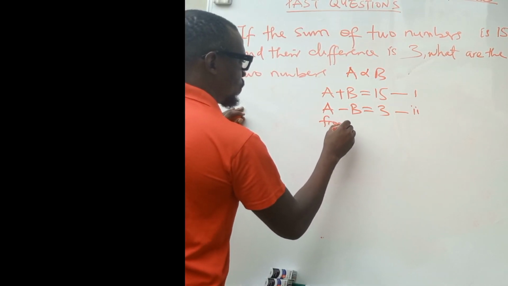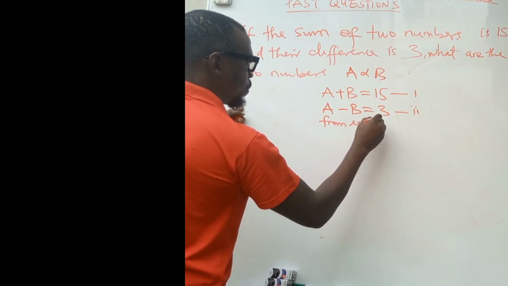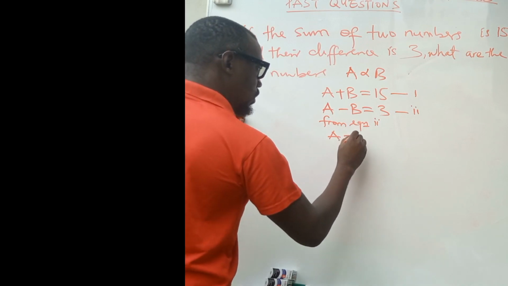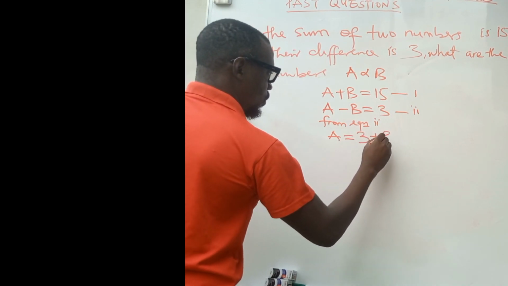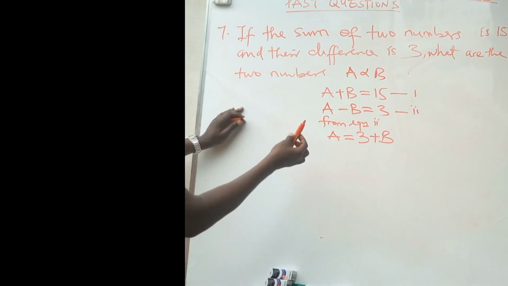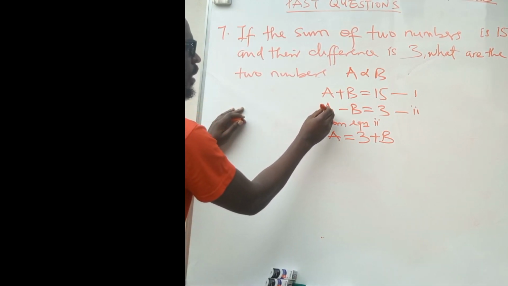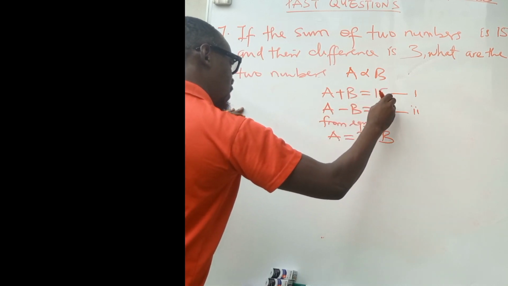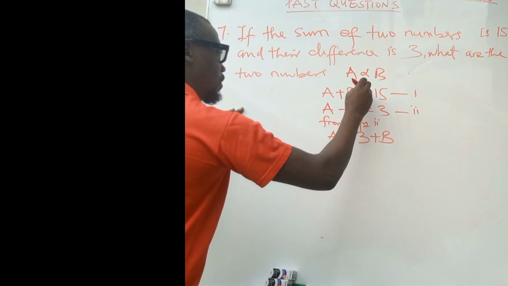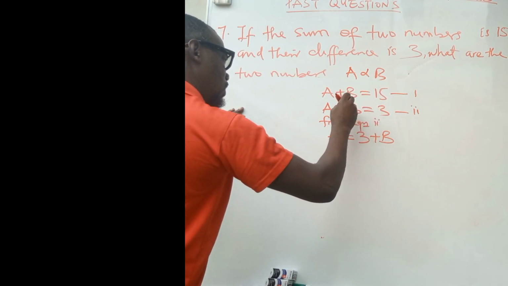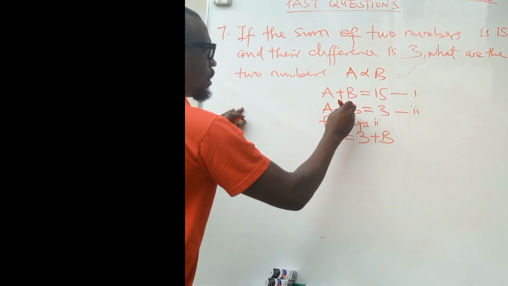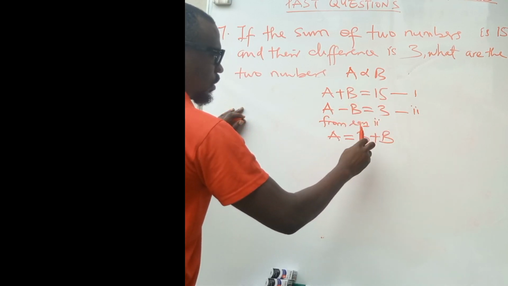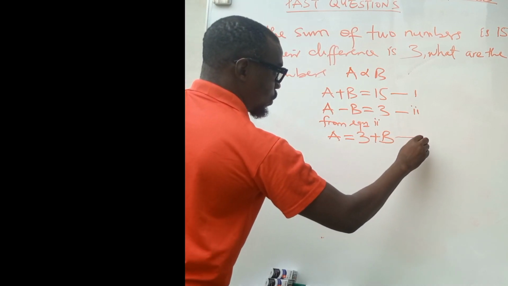From equation 2, A is also equal to 3 plus B. What did I do? I made A subject of formula and I transfer this B. After crossing this equal to, the value of B, the integer, will change to plus. That is what I have done. This is equation 3.